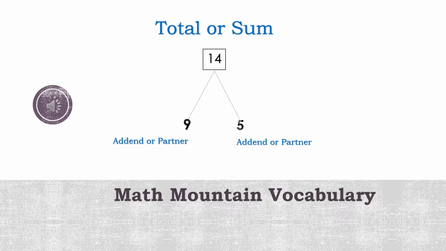This is what a math mountain looks like. At the very top of the math mountain, that's where you're going to put the total or the sum of the equation. At the bottom of the math mountain, you will see the add-ins or partners, 9 and 5.